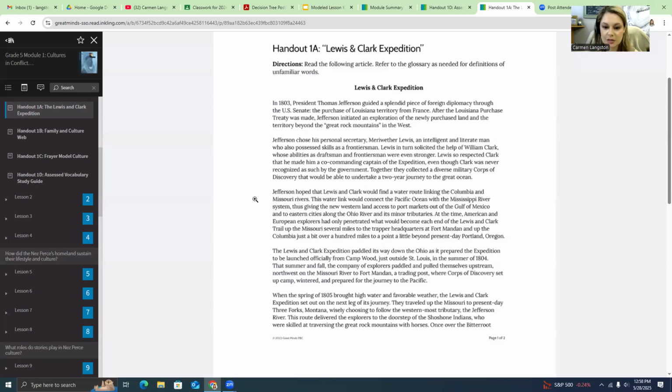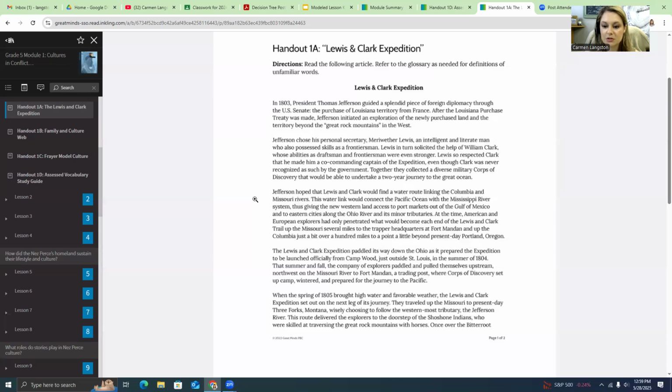The Lewis and Clark expedition paddled its way down the Ohio as it prepared the expedition to be launched officially from Camp Wood just outside St. Louis in the summer of 1804. That summer and fall, the company of explorers paddled and pulled themselves upstream, northwest on the Missouri River to Fort Mandan, a trading post, where the Corps of Discovery set up camp, wintered, and prepared for the journey to the Pacific. When the spring of 1805 brought high water and favorable weather, the Lewis and Clark expedition set out on the next leg of its journey.